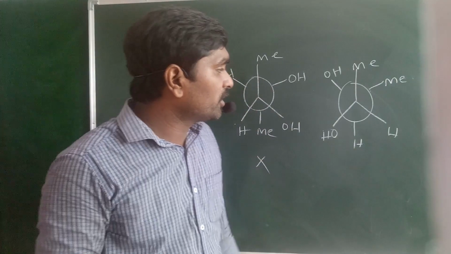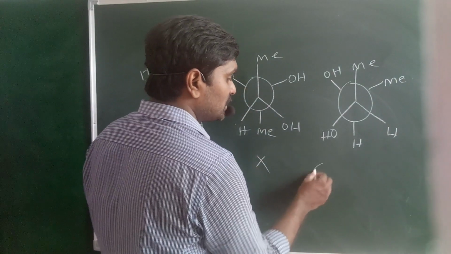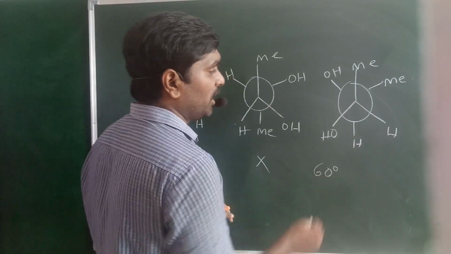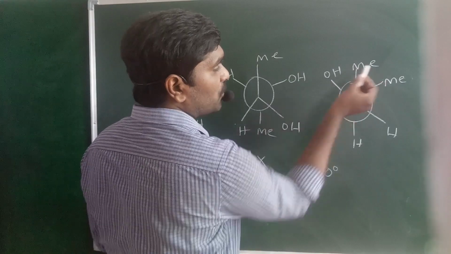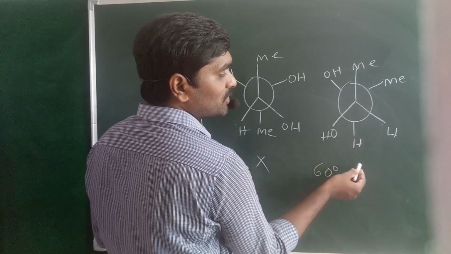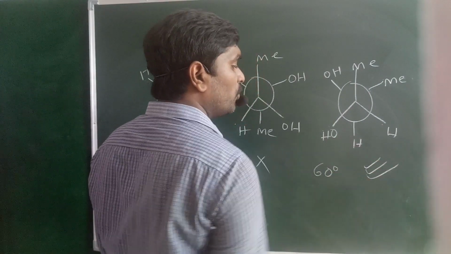Again, when you take the third one and rotate this molecule by about 60 degrees, the two OH groups are nearer to each other, the two methyl groups are nearer to each other, and the two hydrogen atoms are nearer to each other. That means it is a meso compound.